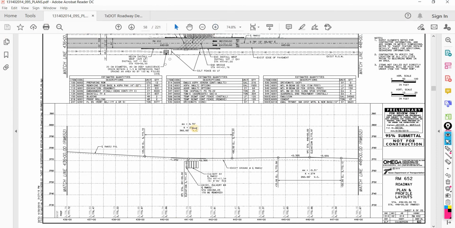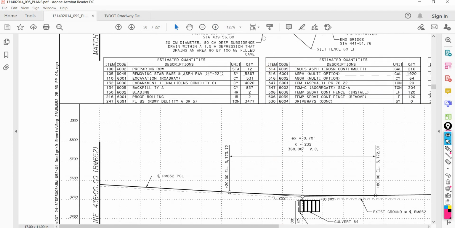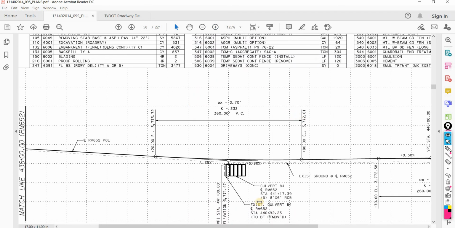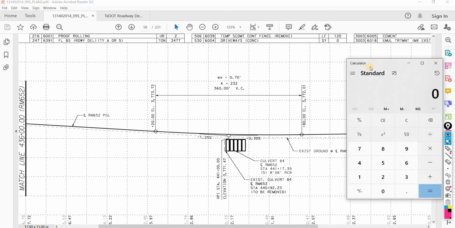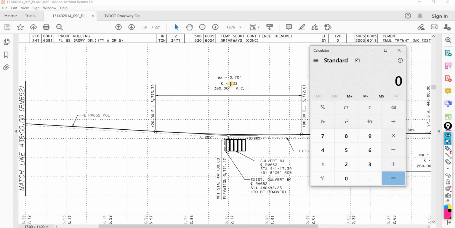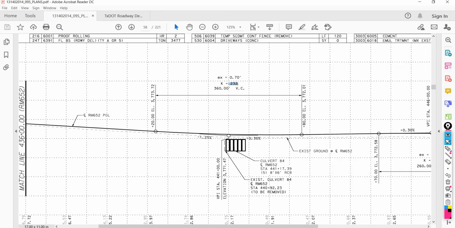And I can show you an example real quick. If we have our plan and profile sheet, we have a vertical curve here, and our back tangent is -1.25, our forward tangent is 0.3, and our vertical curve is 360. So if we use a calculator, the k-value formula is length over the algebraic difference in grade. The algebraic difference in grade here is 1.55, and the length is 360. So if we do 360 divided by 1.55, then we see that this is the k-value that we get here.